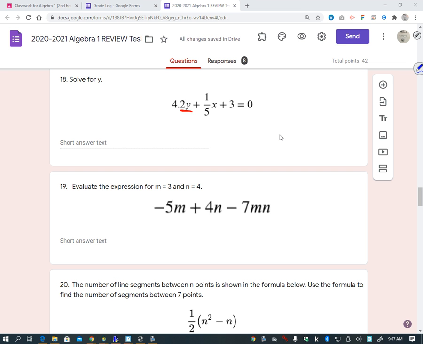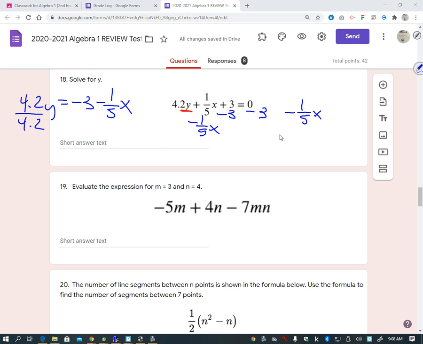Subtract 3. Okay, so subtract 3. So we've got 4.2y plus 1/5 x. Could I go ahead and subtract 1/5 x too? Yeah, I can subtract 1/5 x. Okay, let me move this over here a little bit. So we've got 4.2y equals negative 3 minus 1/5 x. Okay, how do I move the 4.2? Divide. Okay, divide by 4.2 here.